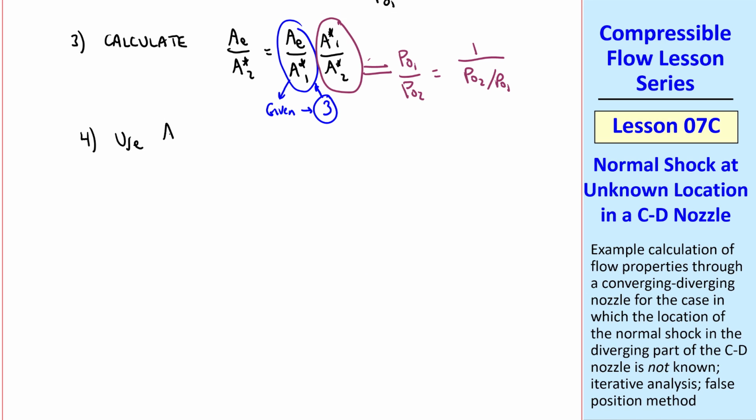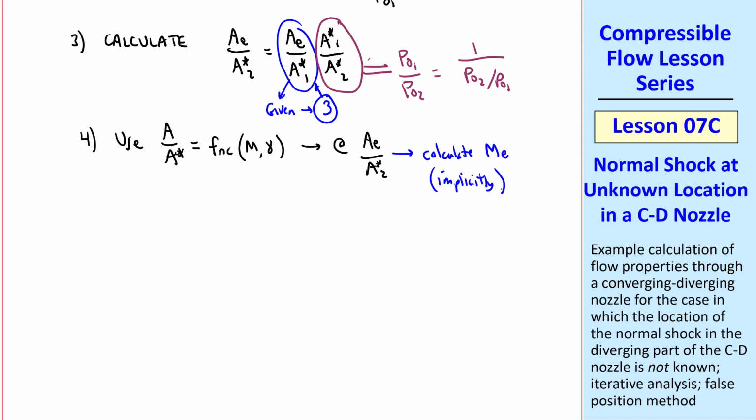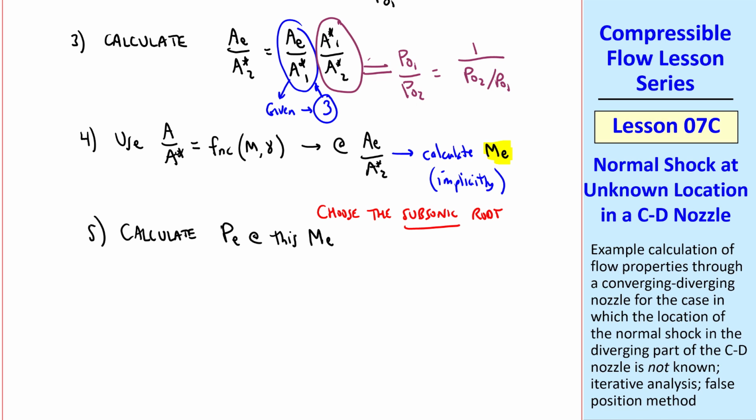Step 4 is to use the A over A star area ratio equation, which is a function of Mach number and gamma. And at this value of AE over A star 2, we calculate the exit Mach number implicitly, as we've done before. And I caution that, of course, we choose the subsonic route, since the flow downstream of the shock is subsonic, all the way to the exit plane. Now that we have ME, Step 5 is to calculate the exit pressure at this exit Mach number. We do that again through clever use of ratios.